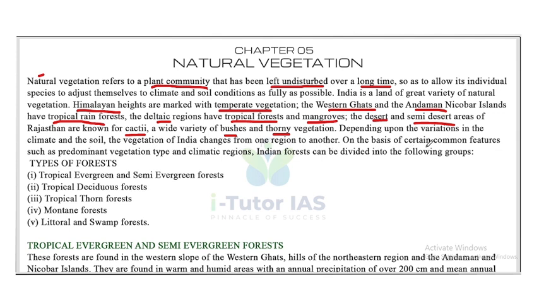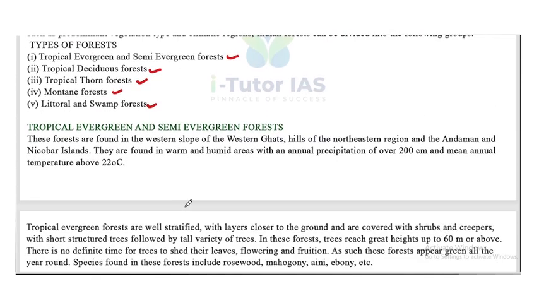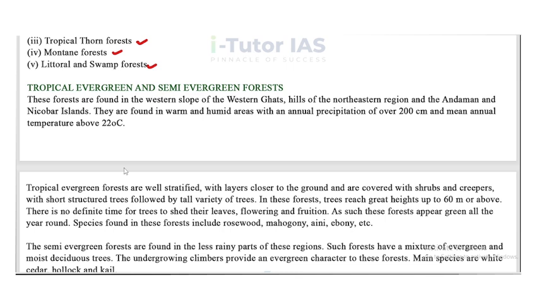On the basis of certain common features such as predominant vegetation types and climatic regions, Indian forests can be divided into the following groups. So, types of forest. First one is tropical evergreen and semi-evergreen forest. Next, tropical deciduous forest, tropical thorn forest, mountain forest, and littoral and swamp forest. So these are the 5 types of forests which can be seen in India.